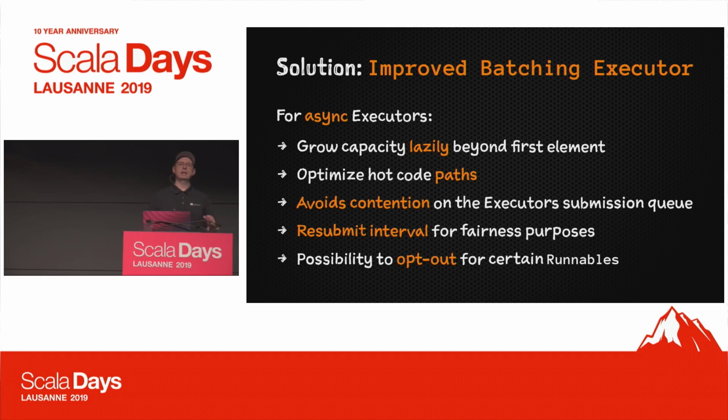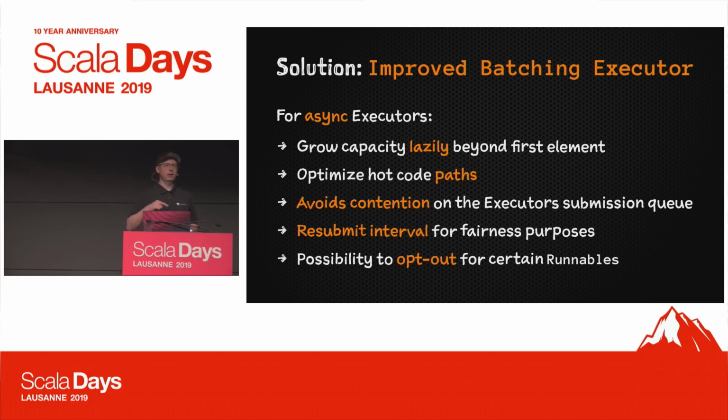But what it does is that it submits locally on the current thread. So it avoids going through the submission queue of the thread pool unless it has to. And there is a bit of a resubmit interval. So if you process X number of things, then it will schedule itself onto the submission queue. It's essentially like the throughput setting in Akka's dispatcher. And it's possible to essentially check if something should be batched or if it should be submitted to the submission queue directly. So you're in control over where stuff runs.